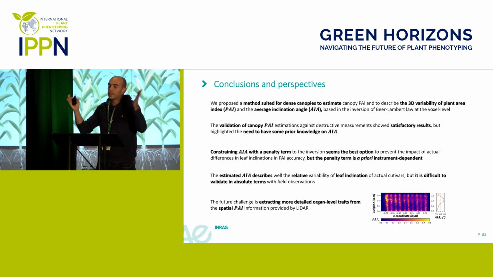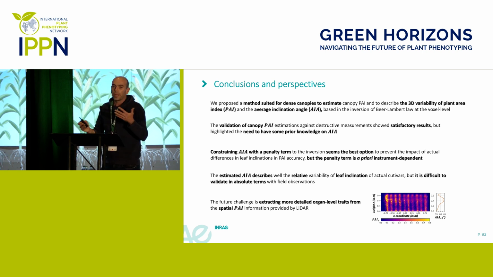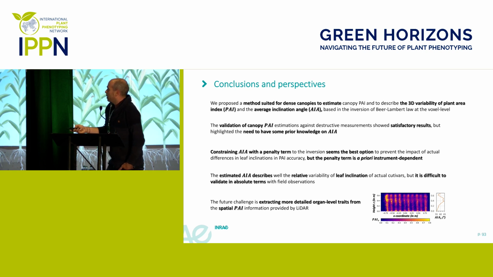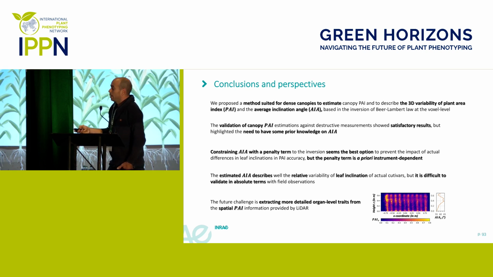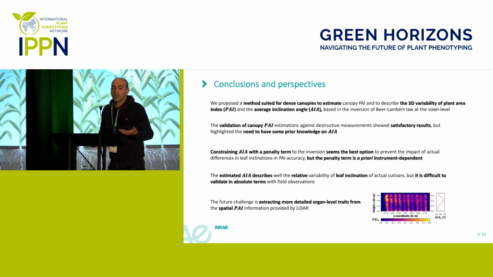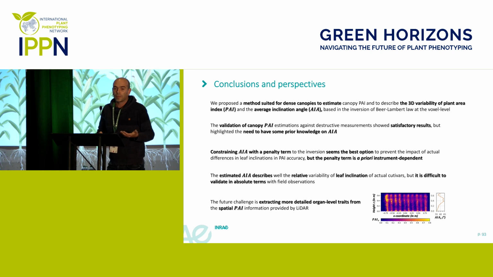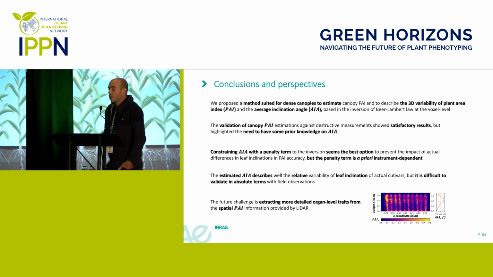We have seen that the space of parameters that provides a satisfactory root mean square error is large, but anyway it is dependent on the instrument. And last, we cannot validate in absolute terms the average leaf angle that we estimate. We cannot validate it in absolute terms, but at least in relative terms, the variability that it describes makes sense according to the evidence that we have.